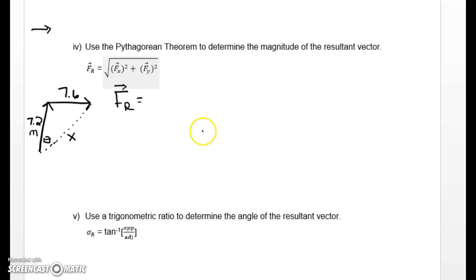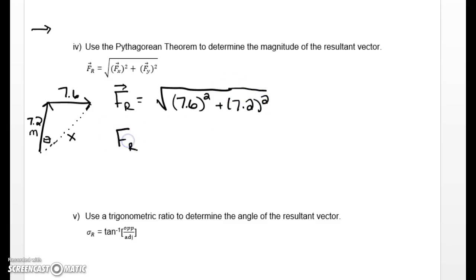So using our vector component method, we're going to take the square root of your x value squared. So our x value here was 7.6 squared. Then we'll take our y component squared, which is 7.2. And then we can simplify each of those before square rooting and taking the sum of any of those numbers. So squaring each of these numbers, 7.6 squared should give us 57.76, plus our 7.2 squared, which should give us 51.84.